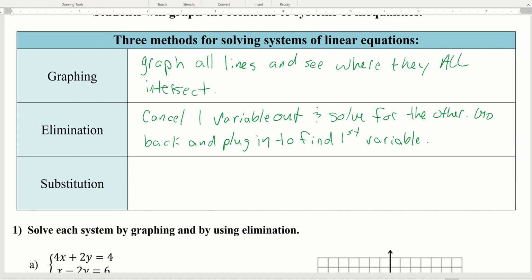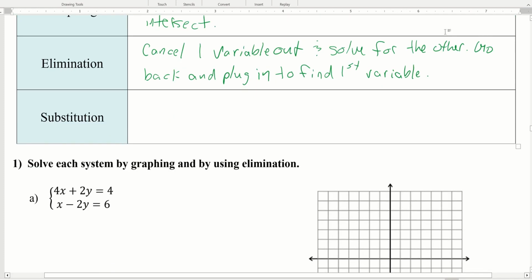Now substitution, just as it sounds, like if a teacher has a substitute, you bring in a new teacher to fill the spot, right? So with substitution, we're going to plug one equation into the other.